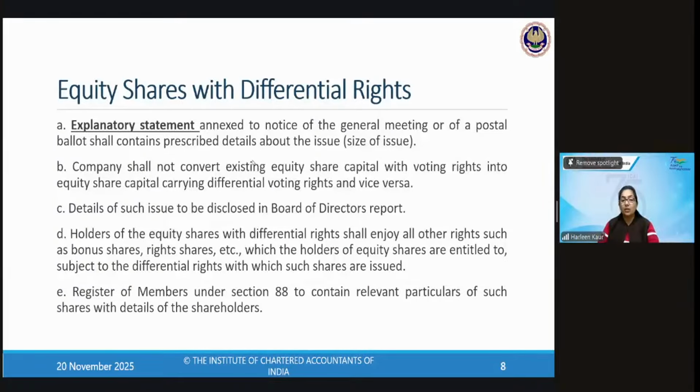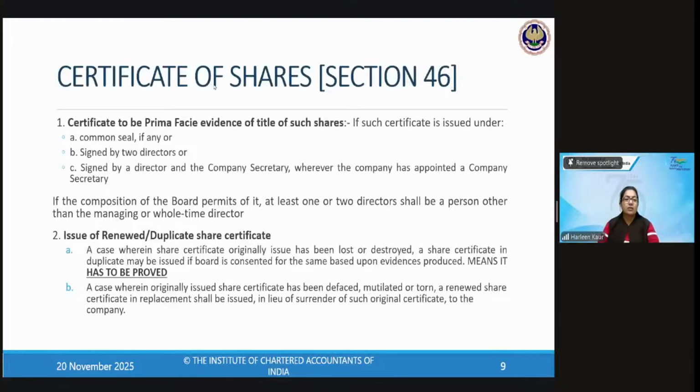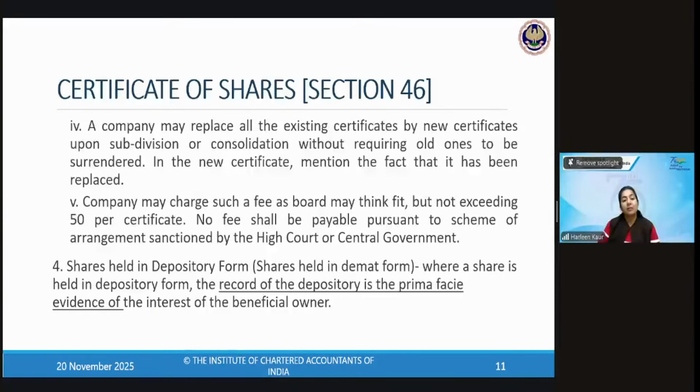Also, you remember about the notice and the explanatory statement. I hope everyone remembers that this has to be sent to the members when you're issuing DVRs. Now, certificate of shares was a very, very simple topic. Does anyone have any doubt in section number 46? So if your certificate is mutilated, torn, then you will be issued a duplicate share certificate, but it has to be proved. You have to prove this. Evidence has to be given that the original share certificate issued to you has been lost or destroyed. In case it has been torn, defaced, mutilated, then the company can issue the replacement and surrender the original certificate. What was the time period?